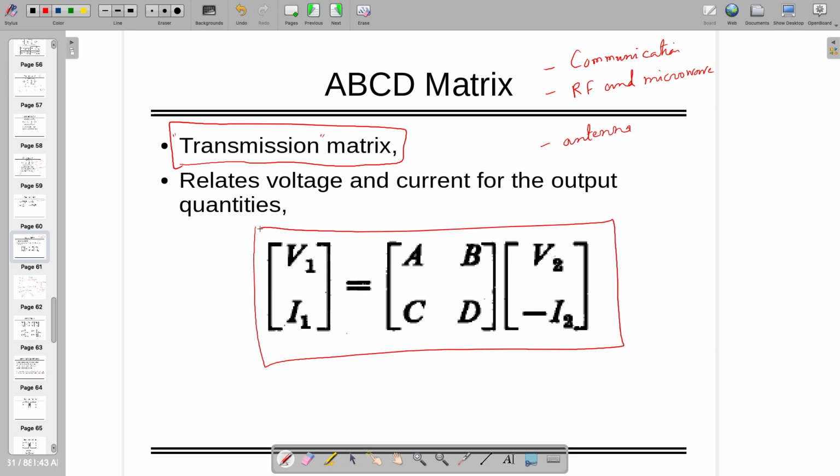Look at this. V1 and I1 are at the input side, and V2 and I2 are at the output side. So the A parameter is defined as V1 by V2, or the relation of input with respect to output. B is again input voltage with respect to output current. Similarly, C is input current with respect to output voltage, and D is input current with respect to output current.